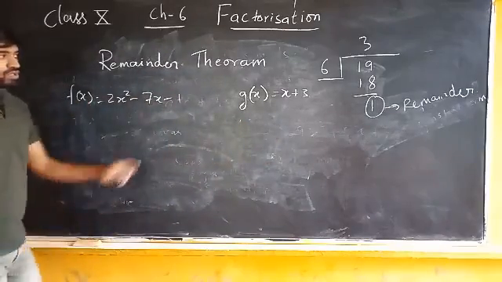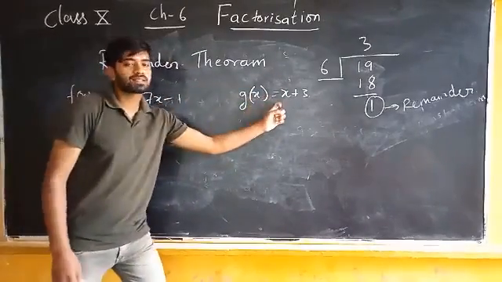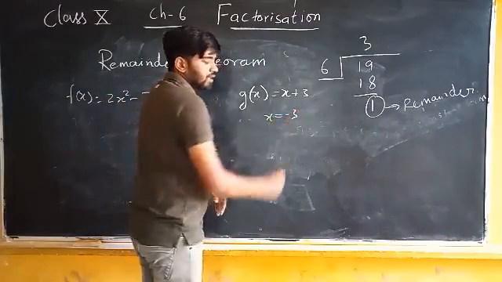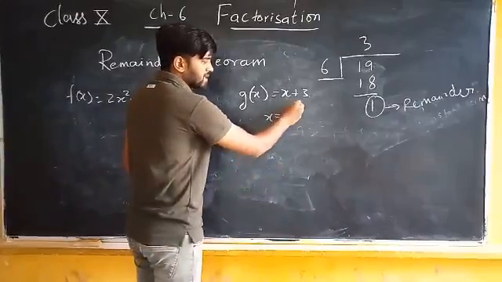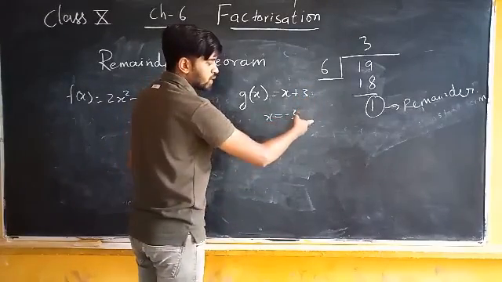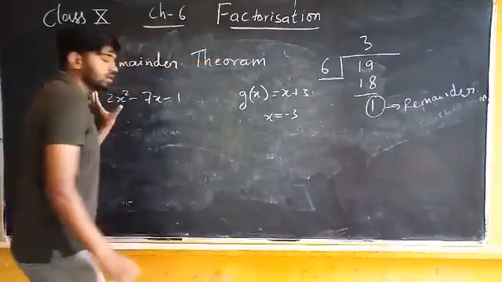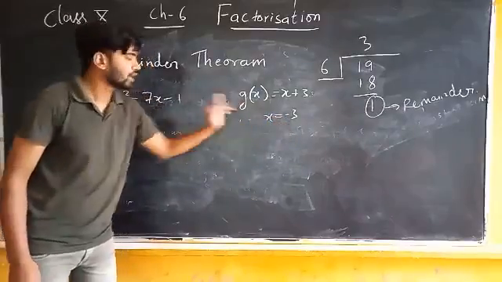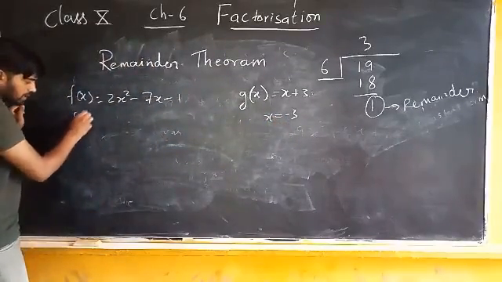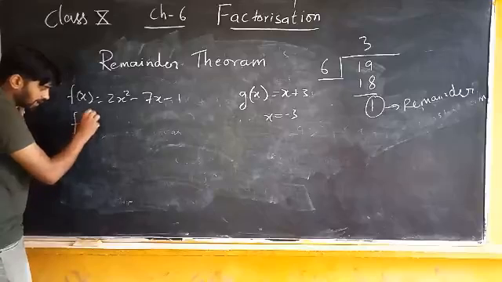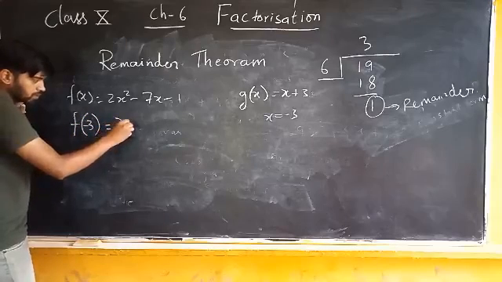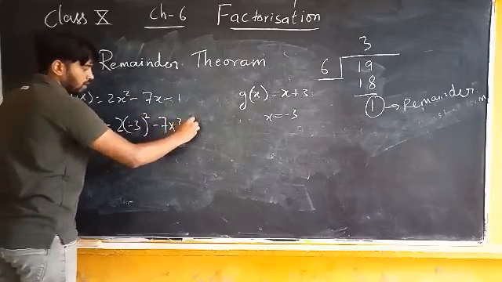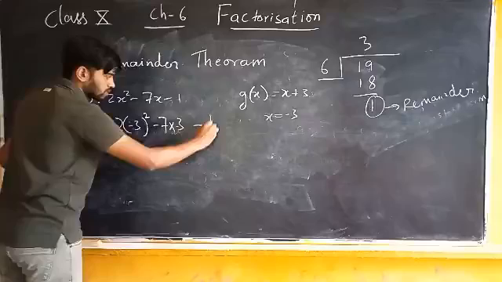Okay. So when I divide this by this, how to divide it? I'll say let's take x equals to -3. Okay, why? I just kept an equal sign over here and I shifted 3 over there. Now in place of x, wherever I find x in this, I'll put -3. Okay. So what I am doing, in place of x, I am putting -3, equals 2 (-3) whole square minus 7 into (-3), minus 1.